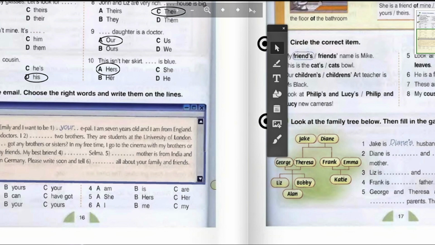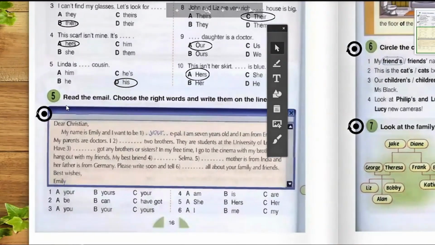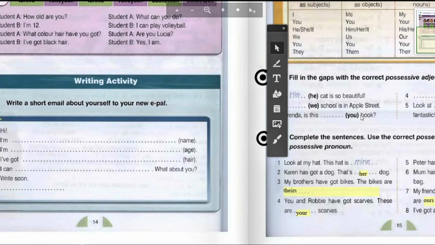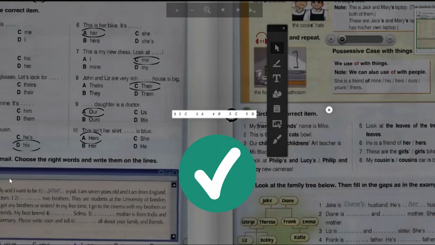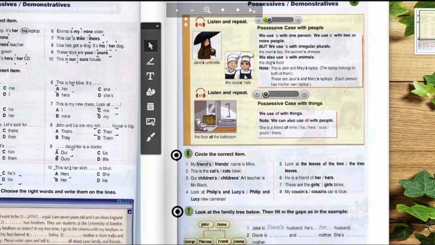I will show you also the right answers to this exercise. So you can check it also. Right like this. Unit 3, page 17.